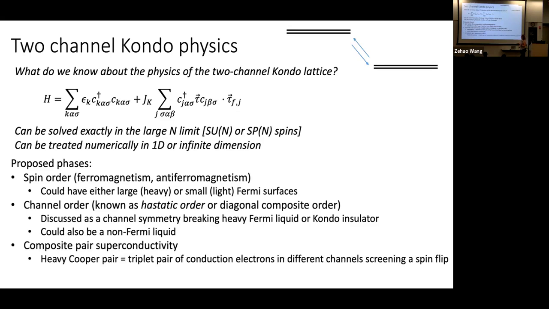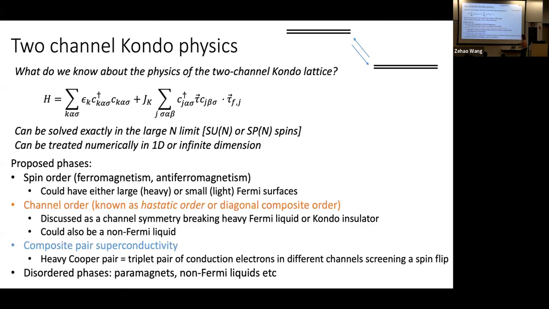But next, I just want to say the next thing you can have is composite pair superconductivity, which is basically forming a heavy Cooper pair by having your conduction electrons in two different channels trying to screen the local moment. And again, I'll talk about that in a minute. And then you can have disordered phases. You have paramagnets, you have non-Fermi liquids. Basically, it's a very rich phase diagram. Anything you can get in the one-channel Kondo lattice, you can get here, and then more.